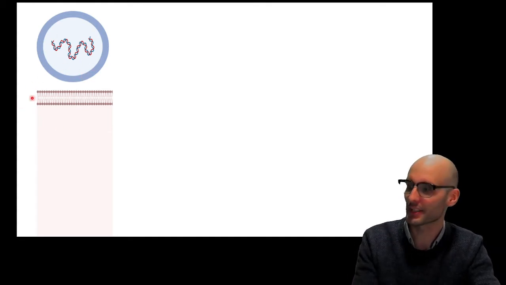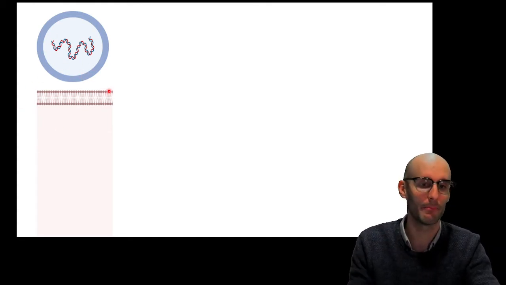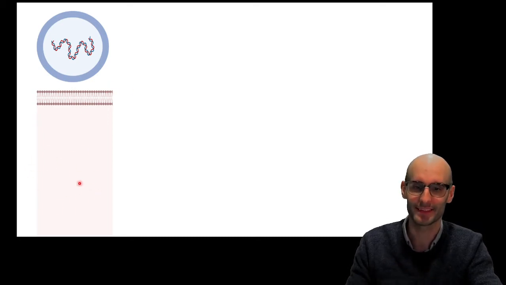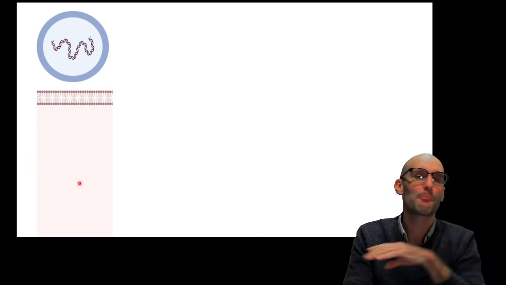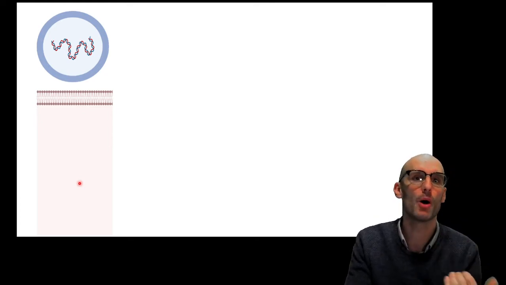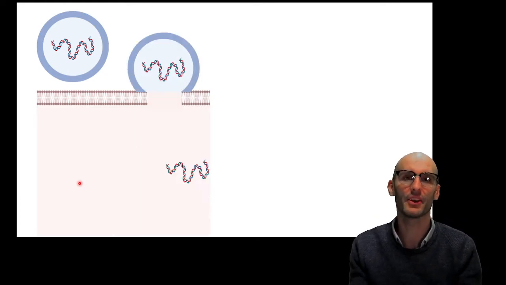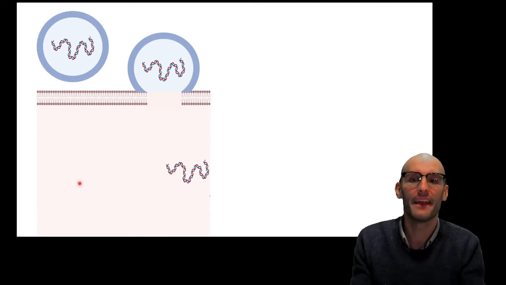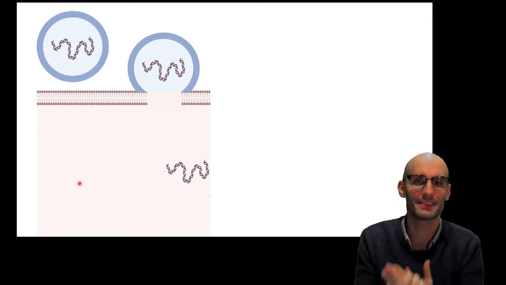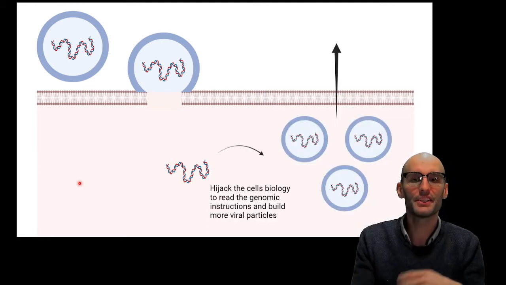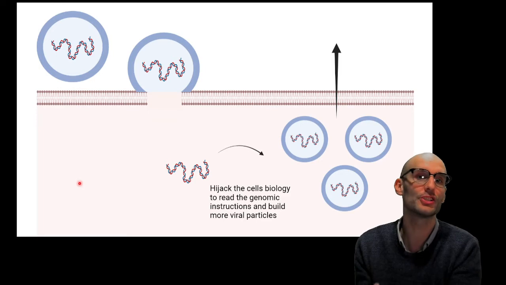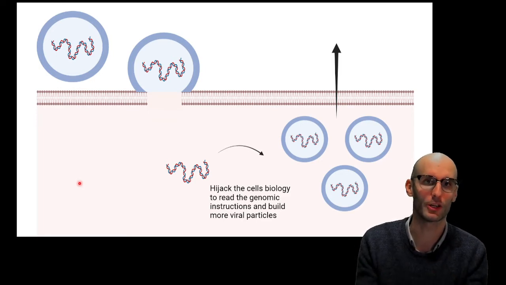Now, this virus is resting up against a eukaryote membrane, so a membrane of one of our cells, and this is inside the cell. This is the abbreviated life cycle of most viruses. They either fuse with the membrane or they get inside our cells and crack open, and they release their genome into the cytosol. The genome then hijacks the cell's biology to read the genomic instructions and build more viral particles.